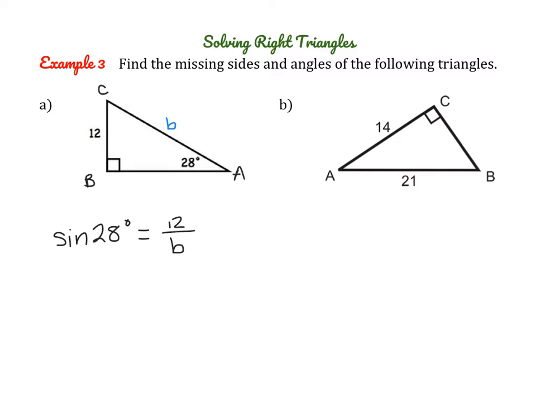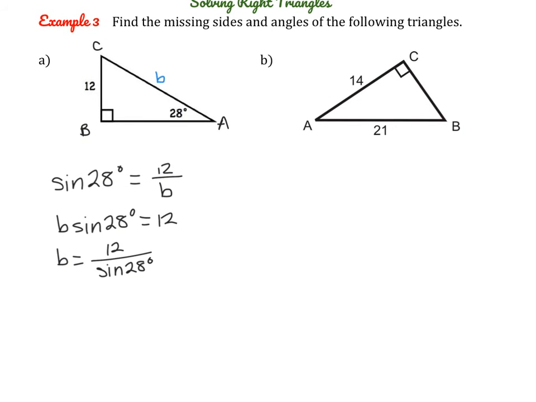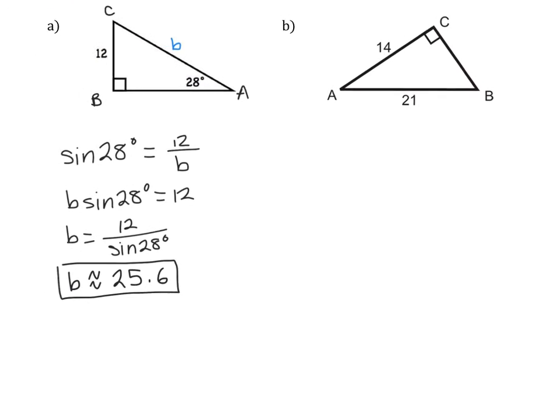And if I multiply both sides by b, I get this. And then I can divide both sides by the sine of 28 degrees. And then from here, you would plug this into your calculator to get a decimal approximation. And you should get approximately 25.6 if I round to the nearest tenth. I do want to point out that it's really important that you make sure your calculator is in degrees and not radians.